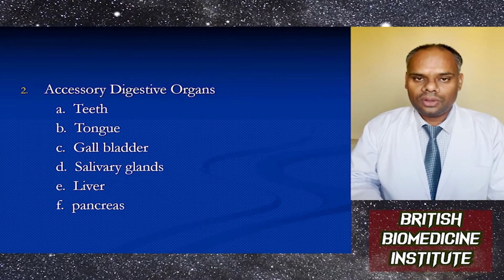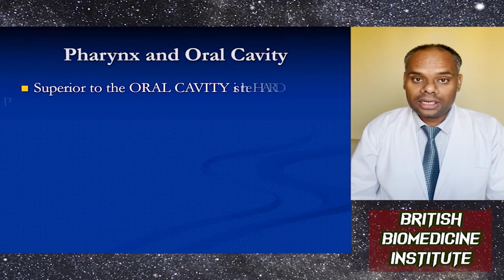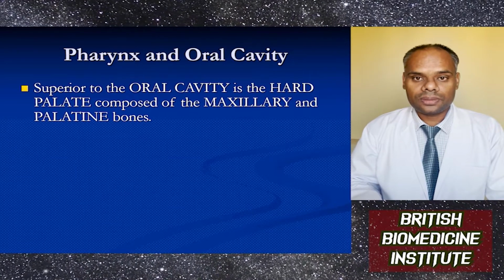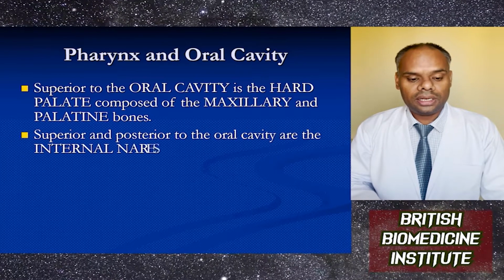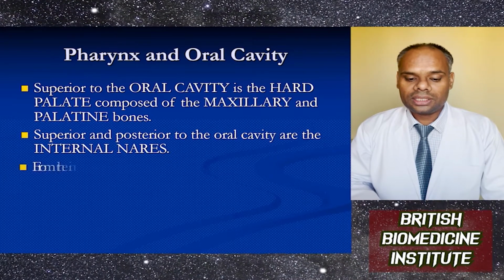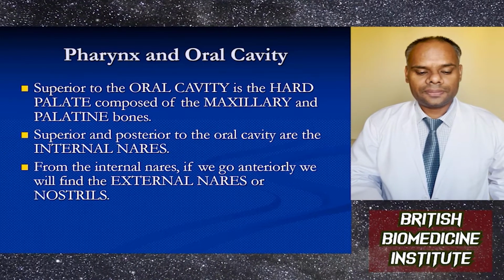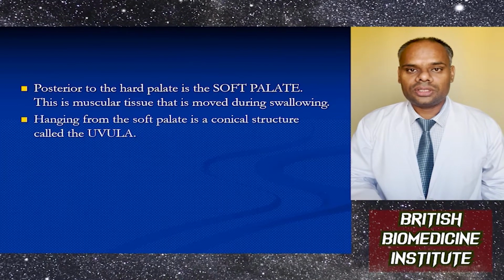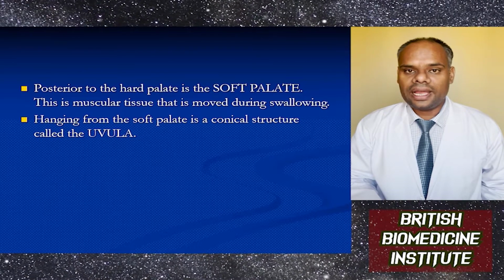So the pharynx and the oral cavity: superior to the oral cavity is the hard palate, composed of maxillary and palatine bones. Superior and posterior to the oral cavity are the internal nares, and from the internal nares, if we go posteriorly, we will find the external nares or nostrils. Posterior to the hard palate is the soft palate. This is muscular tissue that is moved during swallowing. Hanging from the soft palate is a conical structure known as the uvula.